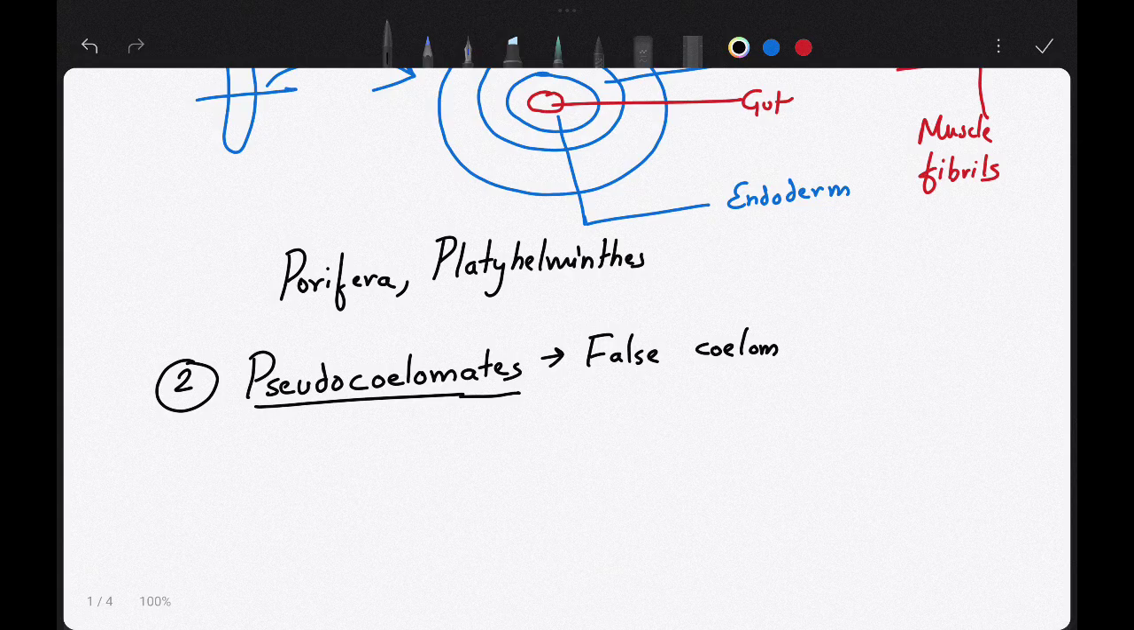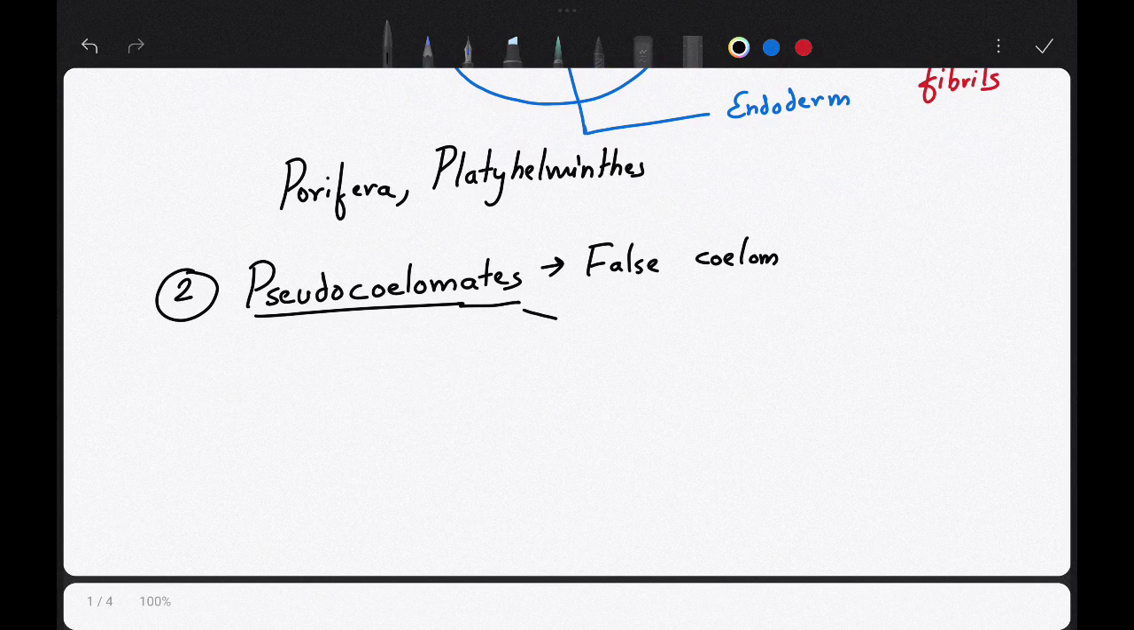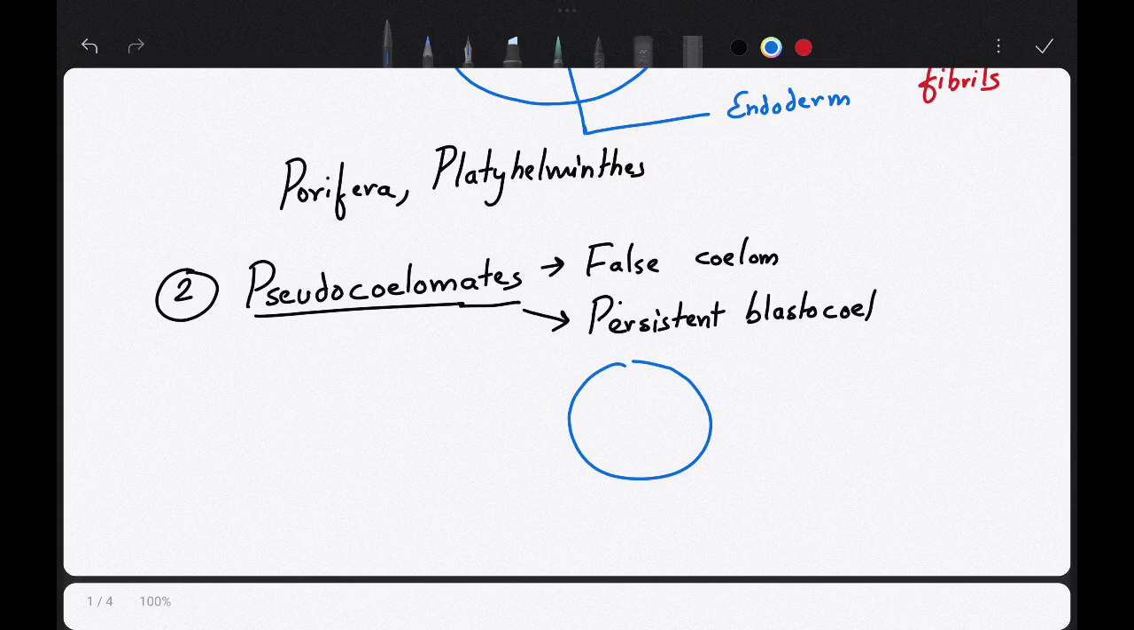Now you will say, sir, how does it appear to be a coelom? Because it is a persistent blastocele. The blastocele develops in a certain way and gives the appearance of a coelom. You will say, sir, what is a blastocele? In the developmental stages you will see the appearance of a structure like this. You will see the outer trophoblast.